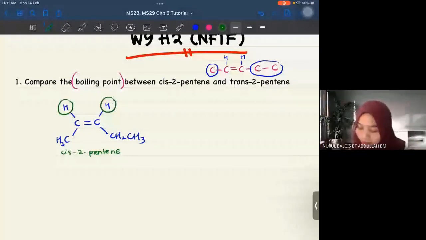What about the trans? For the trans we will have the same groups but on different sides. So we focus on the carbon-carbon double bond. Instead of having both hydrogens on the same side, we put one on top and one at the bottom. The rest we keep unchanged. So CH2CH3. So we can see the same group but on different sides.